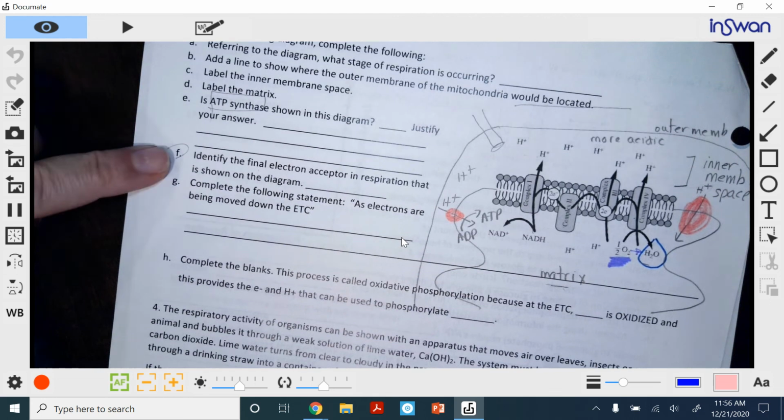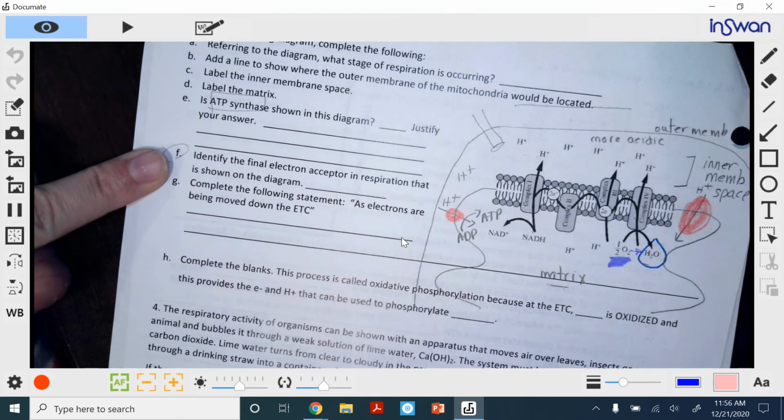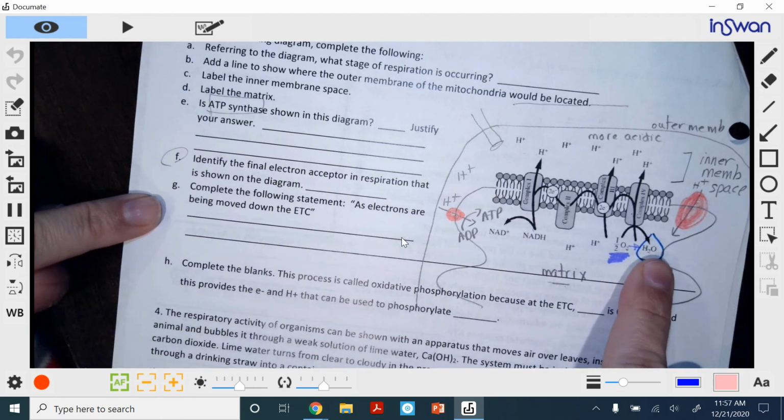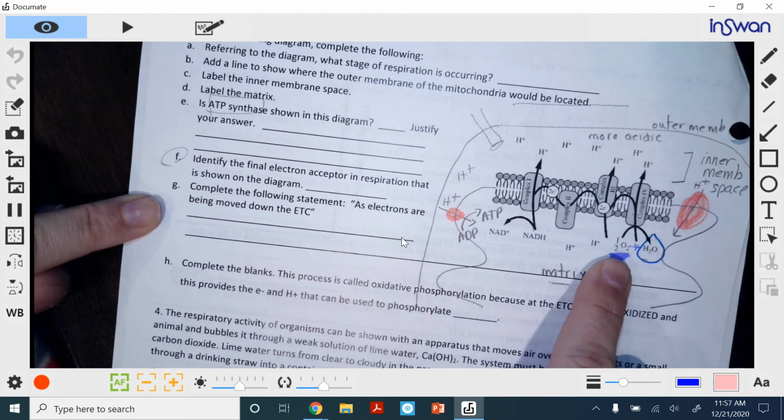Okay, so that's the question. Expect to see it in 5 different ways. Final electron acceptor. Because how many oxygens are in water? One. Do you see how this says O2?